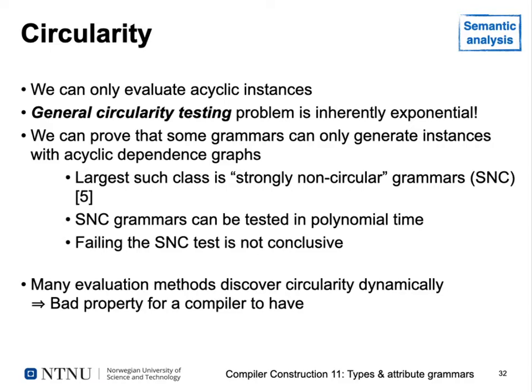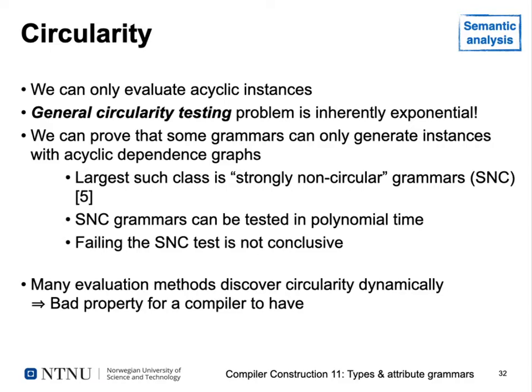And we've already said that circles in such a graph are a difficult problem. So we can only evaluate acyclic instances of our attribute graph here, because if we had a circle here to evaluate it, we would go round and around our circle and we wouldn't know when to end. Now the problem is, if we have large attribute graphs, this general testing for circles in graphs is inherently exponential, so it's very expensive. So what is done usually is that one tries to prove that some grammars can only generate instances with acyclic dependence graphs.